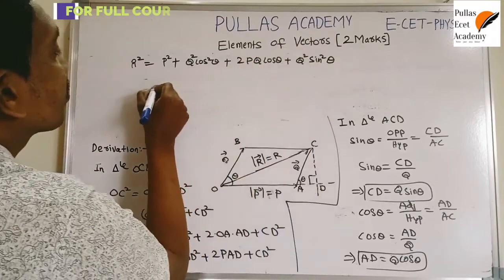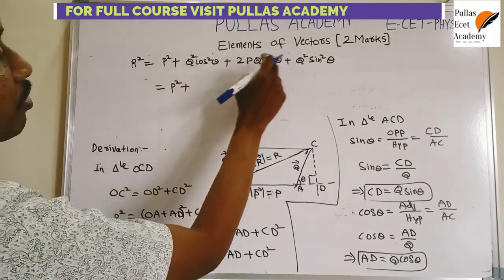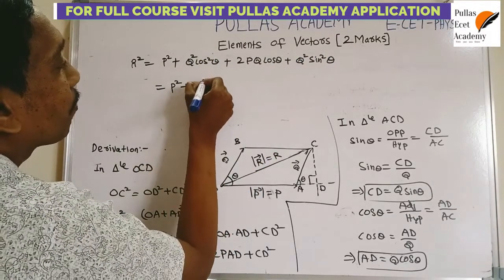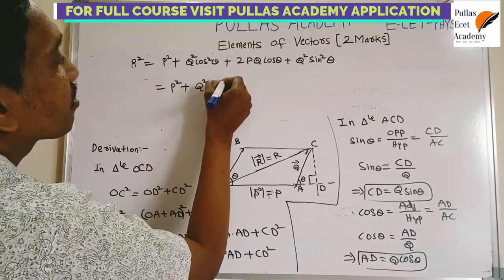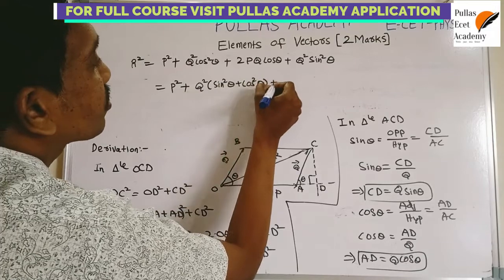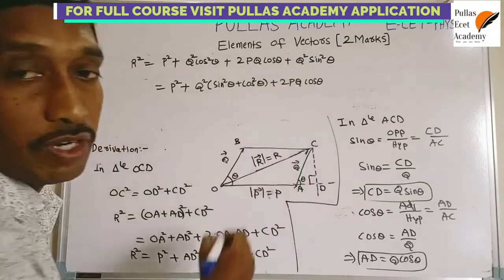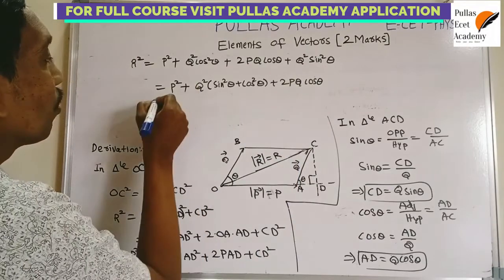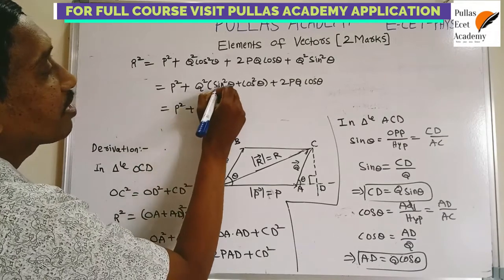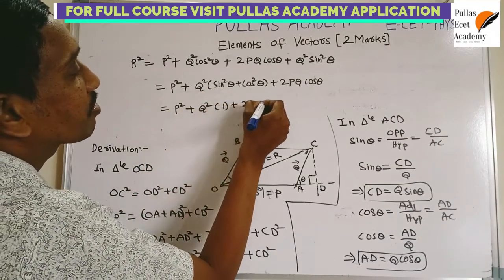So after simplification you get P square plus, listen to me, Q square cos square theta, Q square sin square theta. Take Q square common. What is the expression here? Sin square theta plus cos square theta. So this is the formula, plus 2PQ cos theta. Now in this way we have to consider this expression. Simplify in this way: P square plus Q square into sin square theta plus cos square theta is 1, plus 2PQ cos theta.